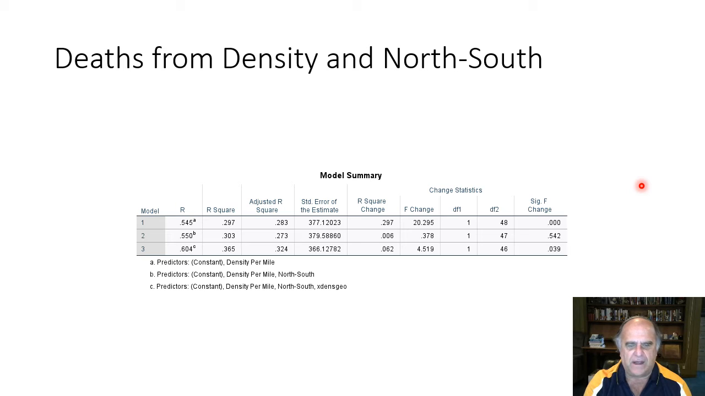When we force in the geographic region north-south, the model doesn't result in a significant F change. But when we put in the interaction, the model does result in a significant F change. So this model does result in a significant R-squared change. As you can see, when we move from model 1 to model 2, the R-squared change is only 0.006, which ends up not being significant. When we go from model 2 to model 3, the R-squared change is 0.062, which ends up being significant right here.